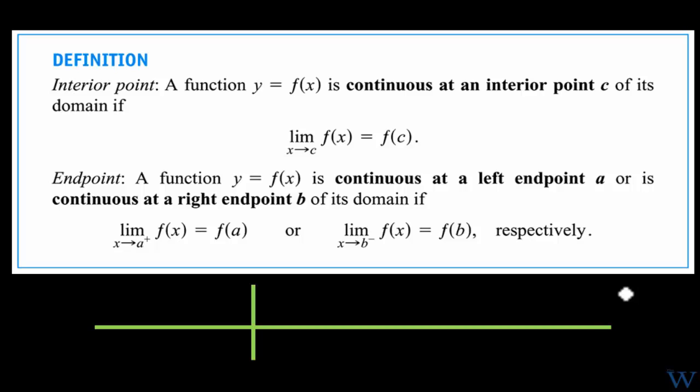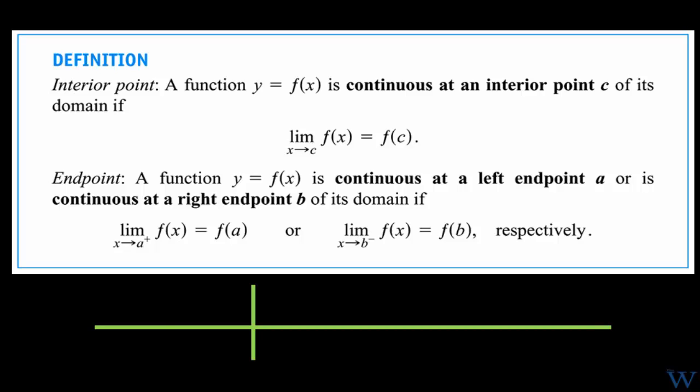So, definition: a function is continuous at an interior point c if the limit exists at x equal to c, meaning both the left and right one-sided limits exist, and it is in fact equal to the function value f of c.